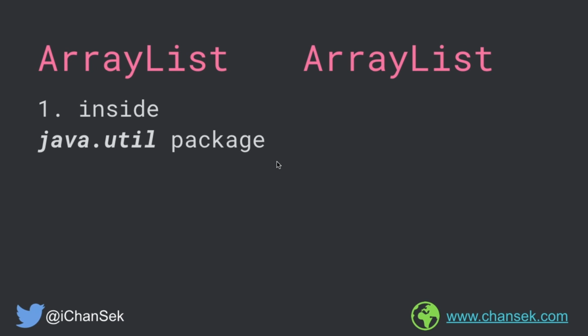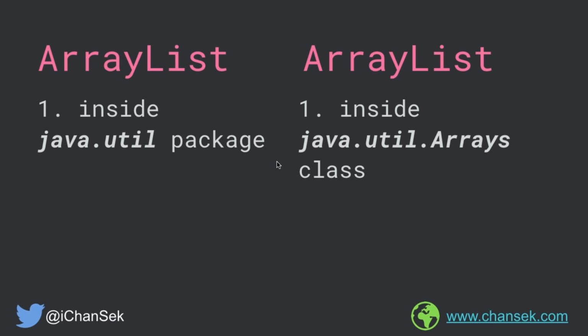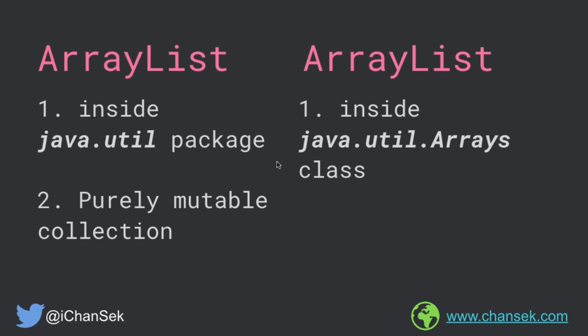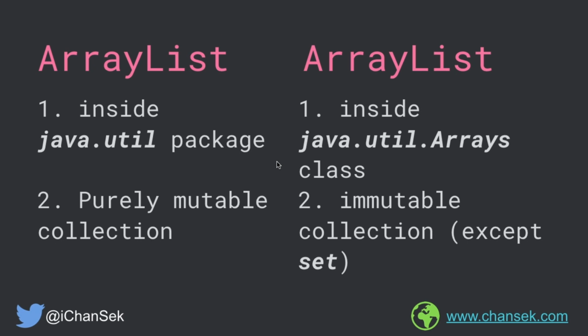Since there are two ArrayLists, let's compare those two. One is present in the java.util package and another is present in the java.util.Arrays class. Now one is completely mutable, purely mutable, and the other is partially mutable, excluding the set operation.